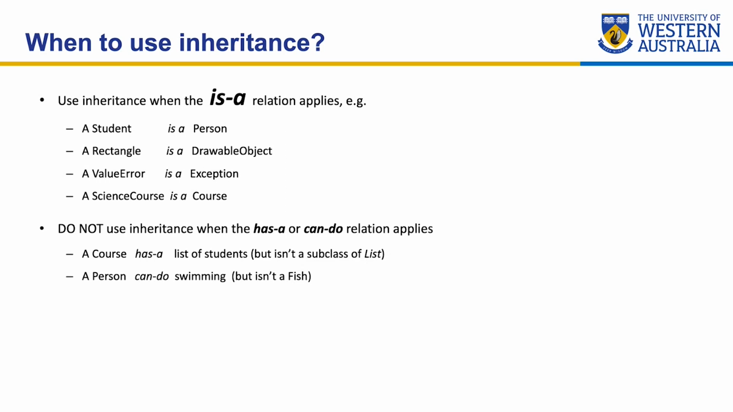Right? But do not use inheritance when you see a relationship that is a has-a or can-do relationship, right? So for example, a course has a list of students, right? But it isn't a subclass of list. Okay? A person can do swimming, but fishes can also swim, right? So it's not an inheritance, right? So just sticking to these rules, you will probably be able to apply inheritance in a more appropriate manner.